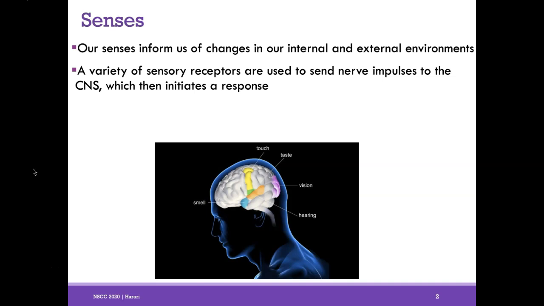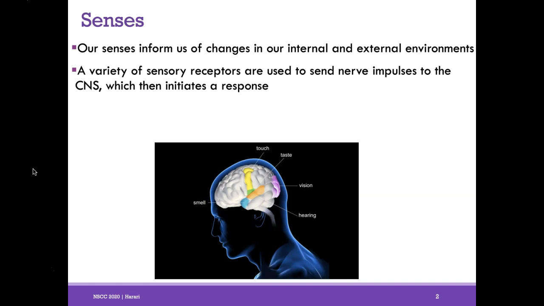So our senses inform us of changes in our internal and external environments, right? We keep on bringing up the idea that the brain is enclosed in a skull. It's pretty dark in there. So how does the brain know what's going on, right? We need to have sensory receptors. We have many different kinds of sensory receptors throughout our body, both external and internal. And these are used to detect changes in the environment. And they then send these nerve impulses to the brain, which can then initiate a response.